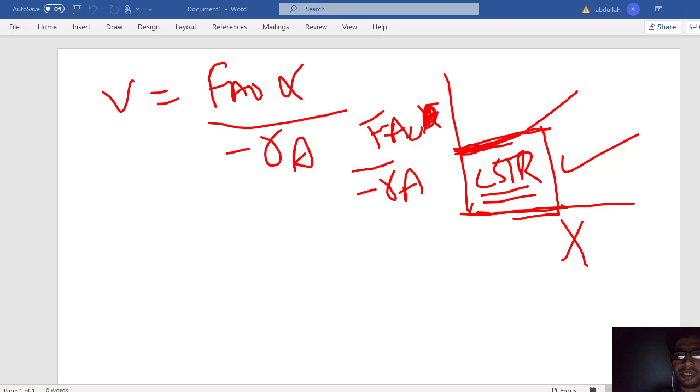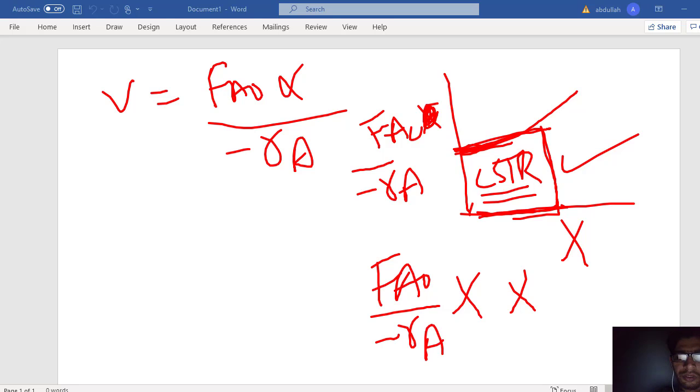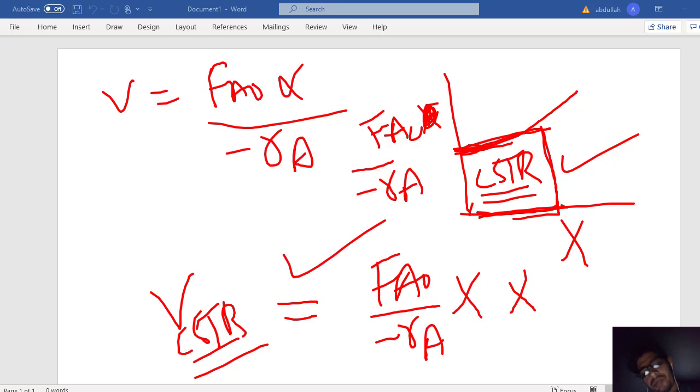From the graph we can also say that this area, when multiplied by FA0 and x, will give us the volume of the CSTR reactor. So this was all about the sizing of the reactors.